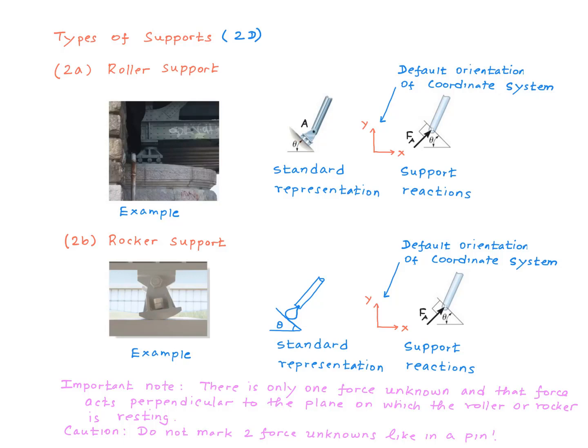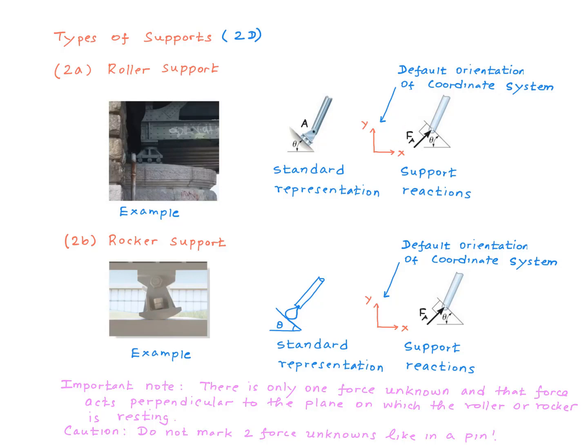Of course, when theta is 0, we have a horizontal plane on which the rollers are sitting. But if theta is non-zero, then we have an inclined plane. So what kind of force do we have on a roller support? Well, we have a single force, and let's call this FA, force at point A. I mean, you could use any convenient labeling you wish.